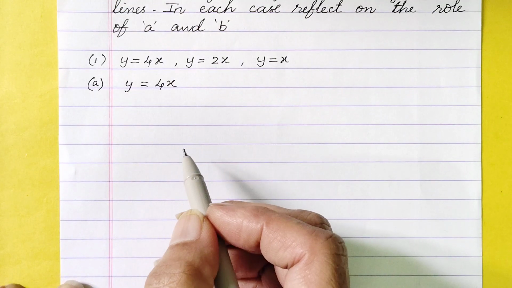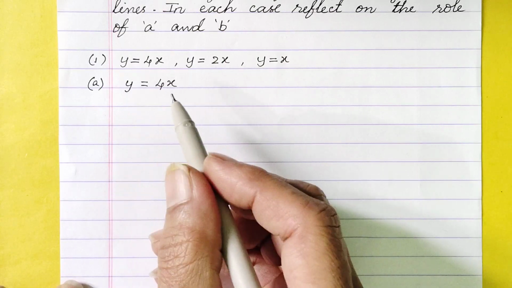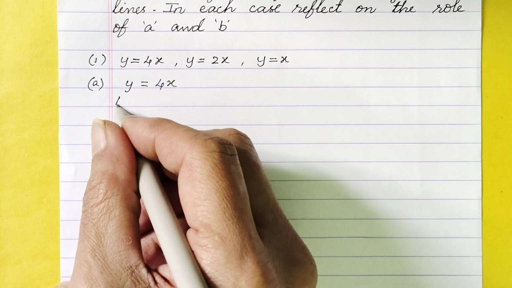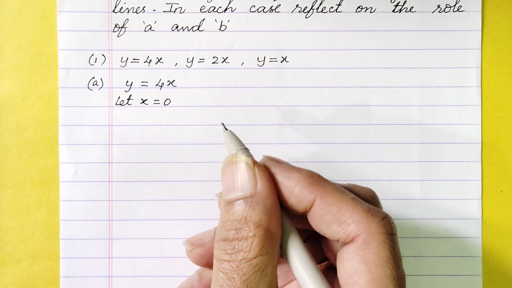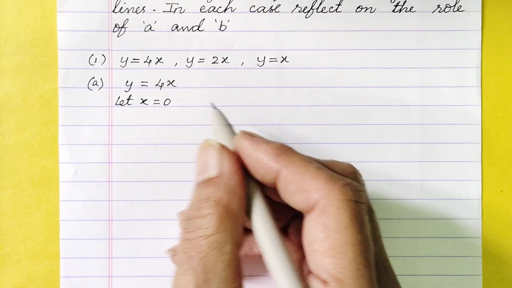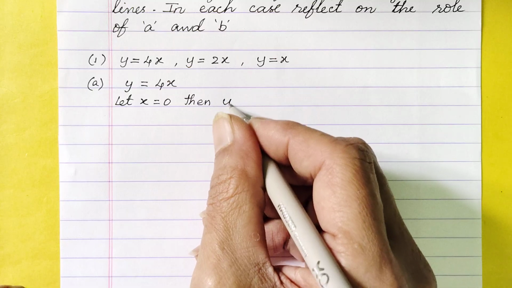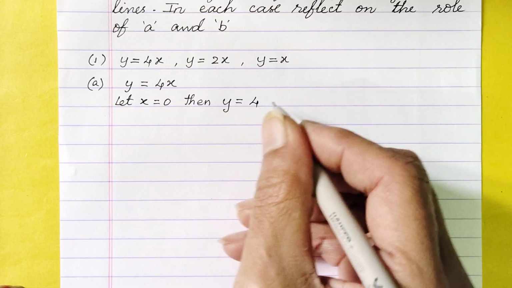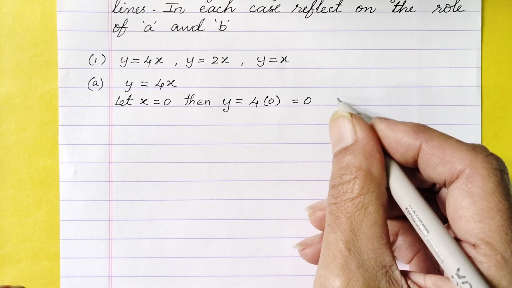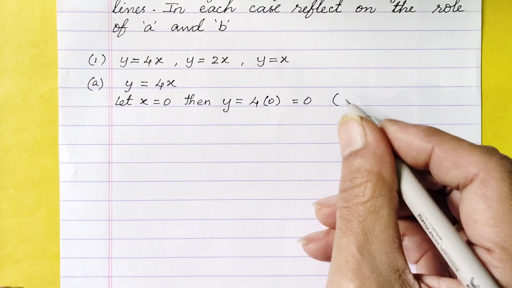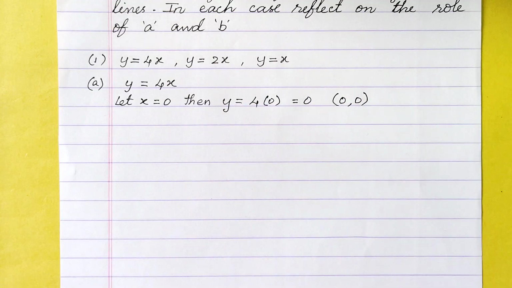So now what we will do, we will put some value for x and calculate the corresponding value of y. So let x be equal to 0, then y will be equal to 4 into 0, that's equal to 0. So we will get the coordinates. When the x coordinate is 0, the y coordinate is also 0.